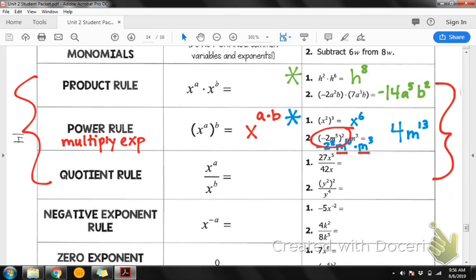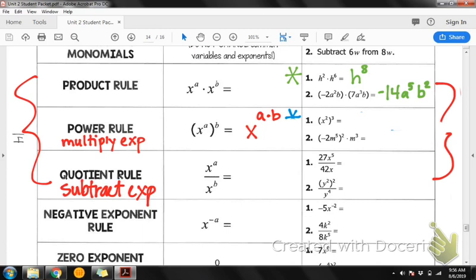Okay. Quotient rule. What are we doing with our exponents on the quotient rule, Chrissy? What do you do with your exponents in the quotient rule? Divide. No? Hang on, Chrissy's answering. Add them? Subtract them? Did you write this down here? No. Okay. Subtract your exponents.